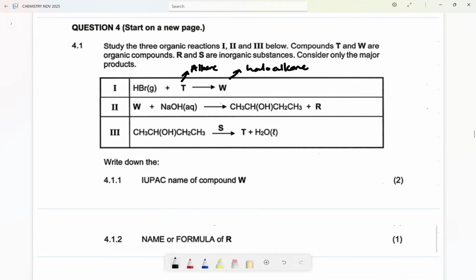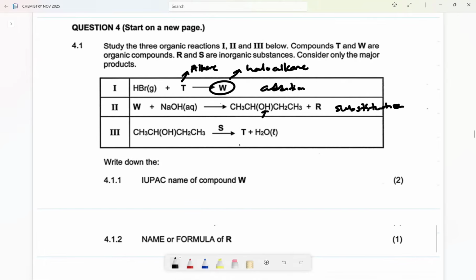By looking at this, because they are adding HBr, and it's not a substitution reaction, we only form one product. It shows that all of these reactants were inserted on T. So hence I'm convinced that this is an addition reaction, or hydrohalogenation. And then W, when added with sodium hydroxide, is now substituted with OH. So can you see now, this will be a substitution reaction.